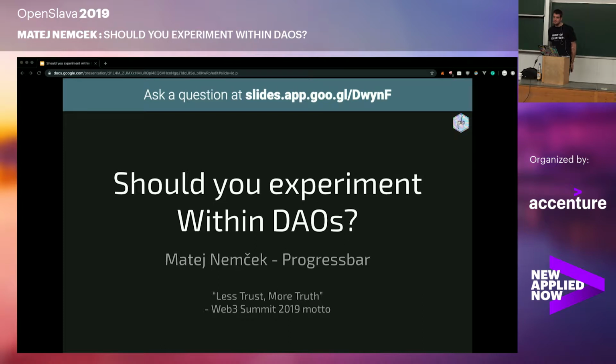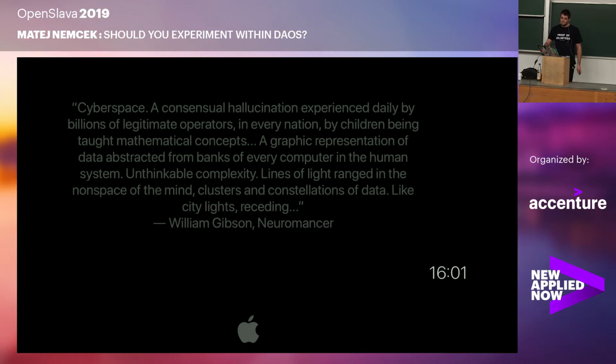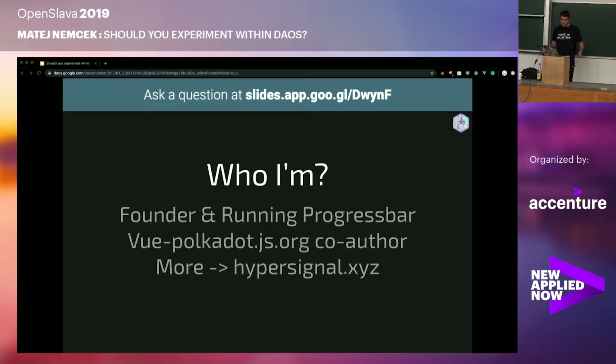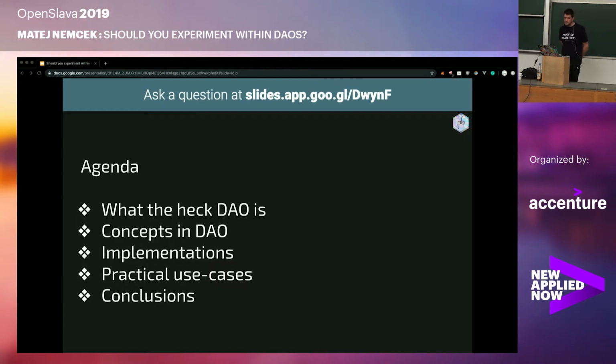Our topic of the presentation is whether you should present or experiment within the DAOs. Who am I? I'm the founder, running the Progress Bar within the hackerspace, and I've been at the blockchain co-work. I'm working on the Vue Polkadot.js components as author, and you can find more on that website.